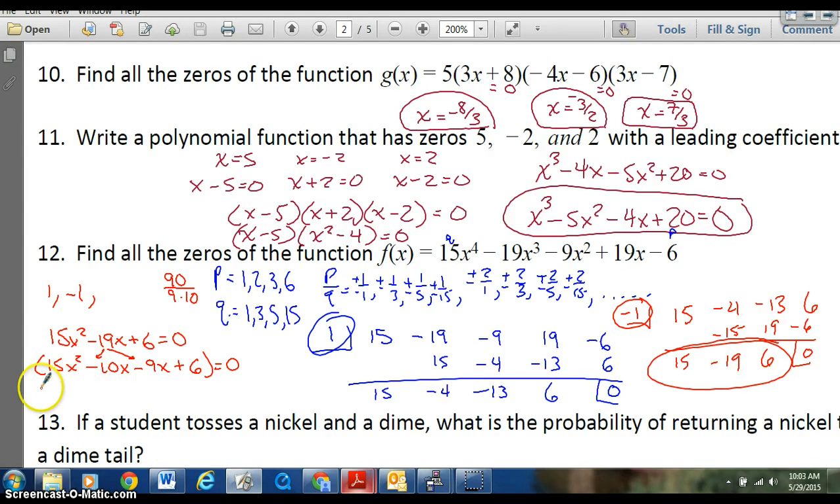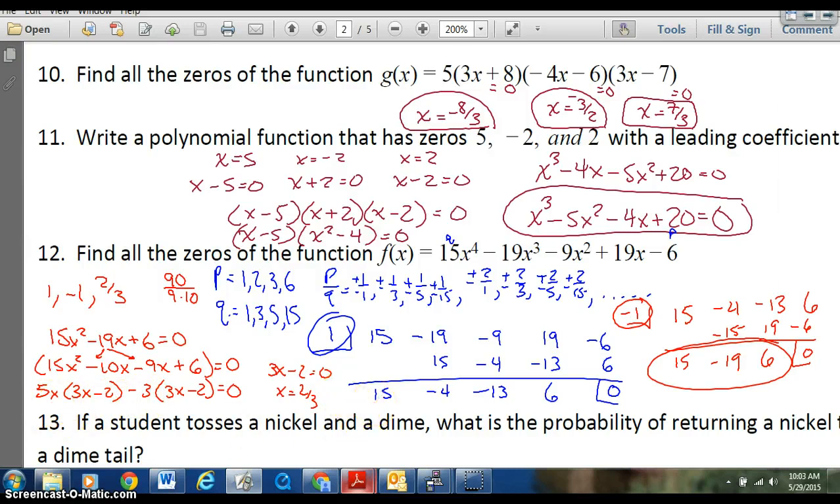So my GCF of the first two is 5x, which leaves me with 3x minus 2. This has a GCF of negative 3, which leaves me with 3x minus 2. So it looks like my other two answers are going to be, well, 3x minus 2 equals 0. So x is 2/3. There's number 3. I have one more to go, and that's from 5x minus 3.